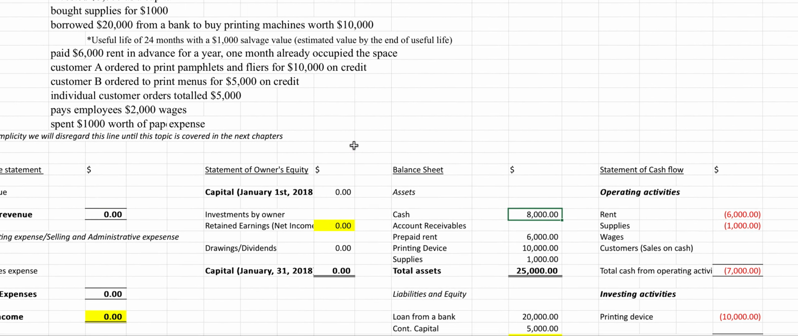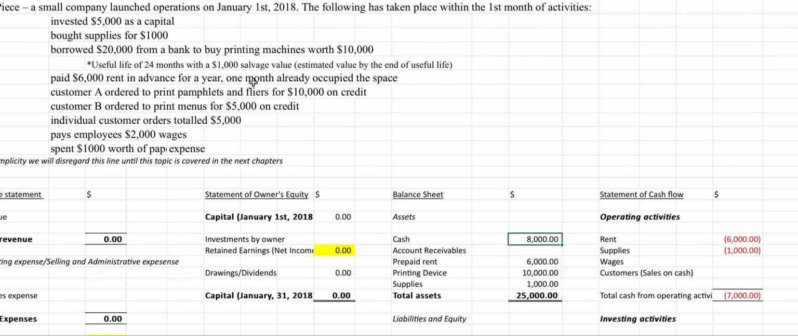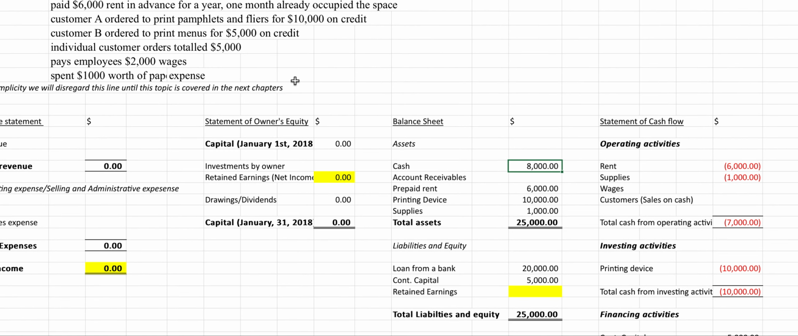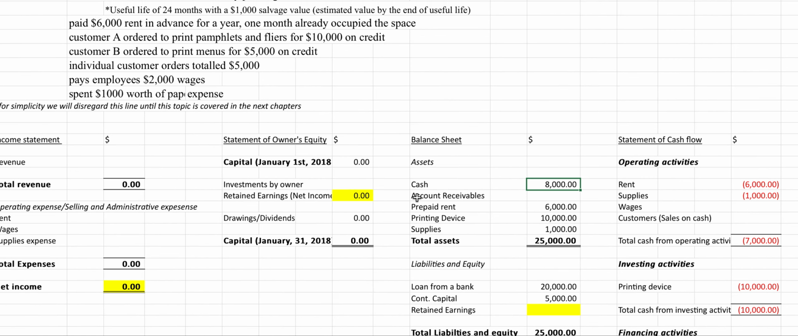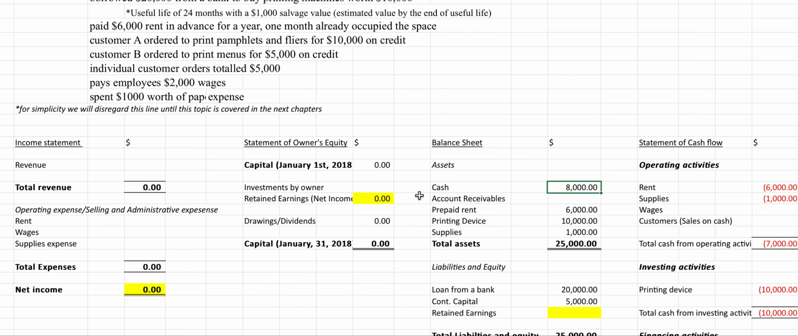The second half of this transaction is about the usage of that space that we have occupied. Usage of that asset means an expense. And where do we record expense? We record it in the income statement. Now, how much of that should be expensed? 6,000 has been paid for 1 year in advance, meaning 12 months. So 1 month's worth of rent is $500.